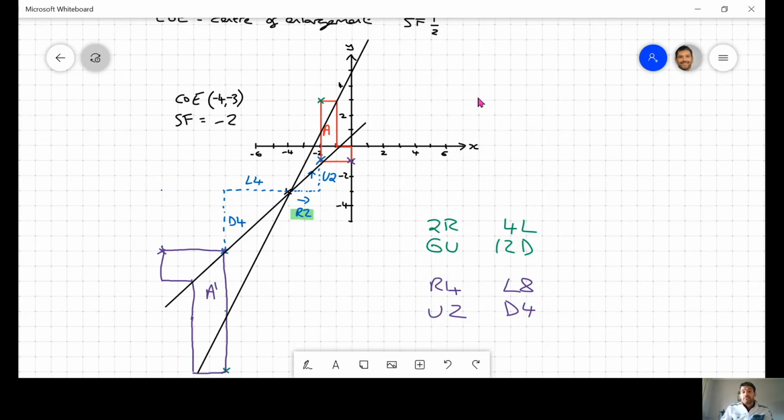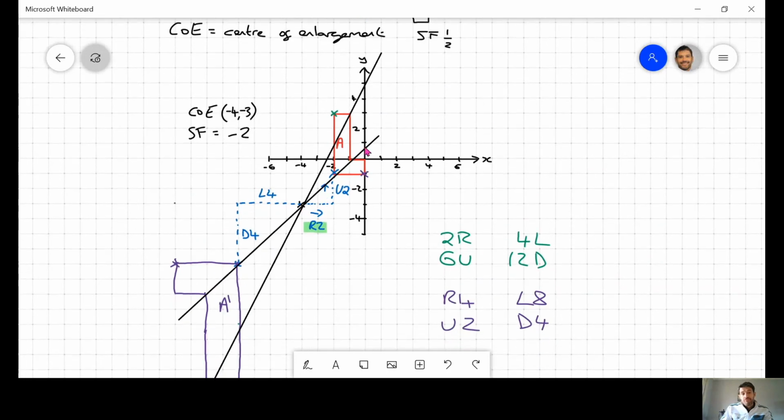Okay, and that is enlargements. So basically, if you're choosing that option, you're just counting from the centre of enlargement to work out where each corner of your object is, and then multiplying it by the scale factor. Hopefully that is clear.